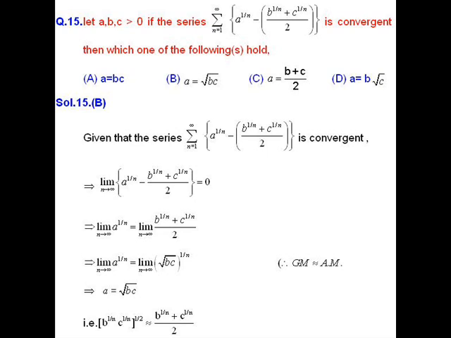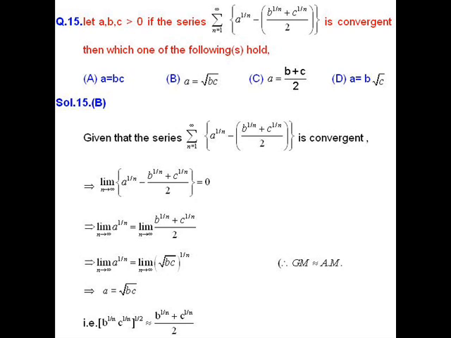Since the given series is convergent, and we know if a series is convergent, then its nth term limit always tends to 0. That is, here we have limit n tending to infinity of a to the power 1 by n minus (b to the power 1 by n plus c to the power 1 by n) divided by 2, equal to 0. This limit we can write as limit n tending to infinity a to the power 1 by n is equal to limit n tending to infinity (b to the power 1 by n plus c to the power 1 by n) divided by 2.